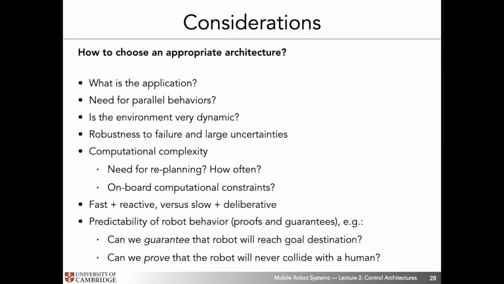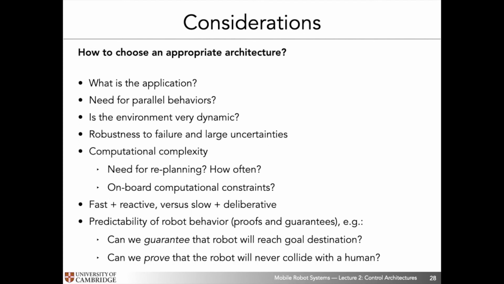Sub-questions or additional questions or tangential questions include, do we need parallel behaviors? Is the environment extremely dynamic, or is it completely well modeled and static? Is it important to be robust, or can we afford failure from time to time? Is it important to be very nimble and quick and real time? What is the importance of computational complexity? Is it important that we have robots that are fast and reactive versus perhaps more slow, thoughtful, and deliberative? And finally, is it important that we can predict what the robots are going to do?